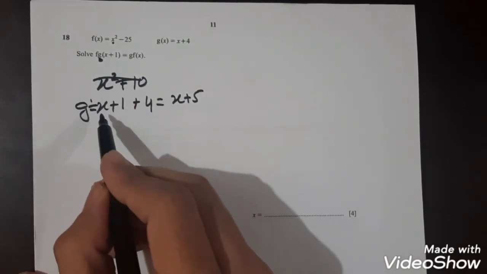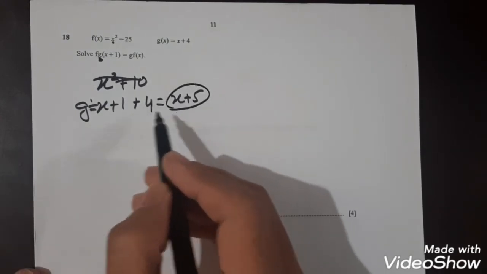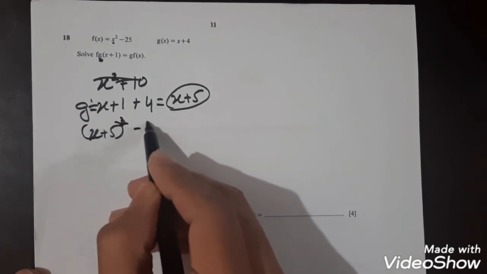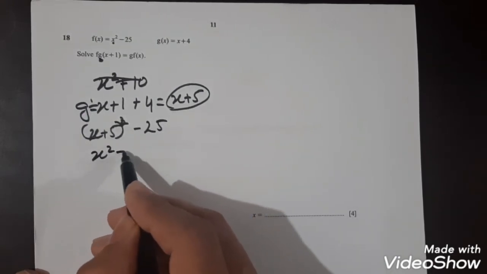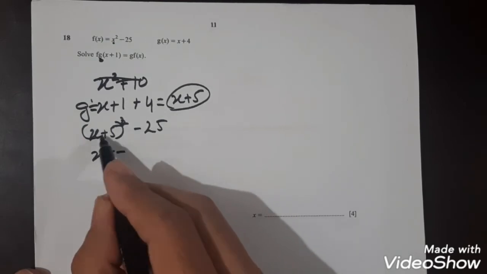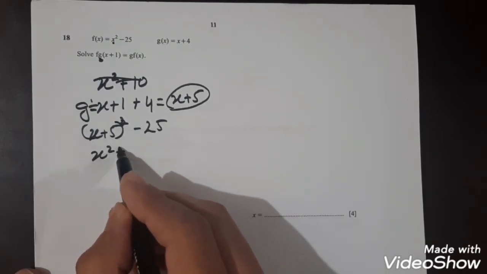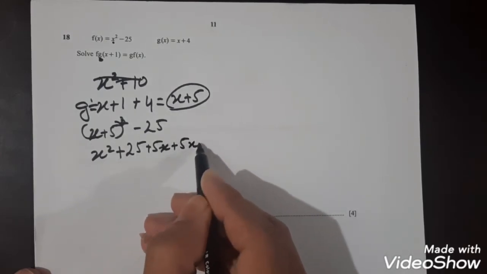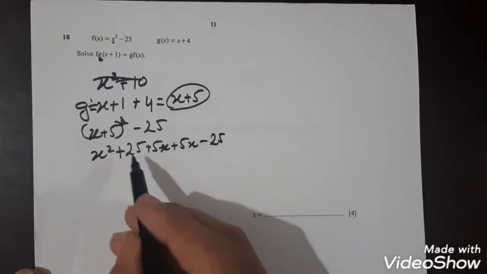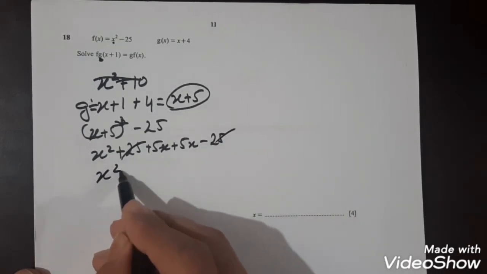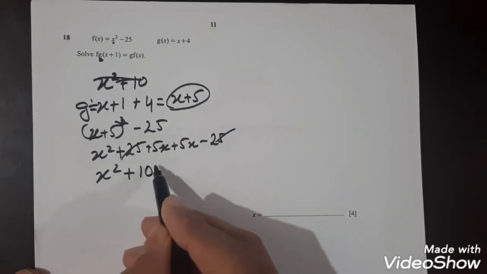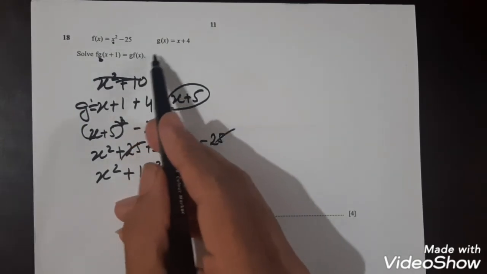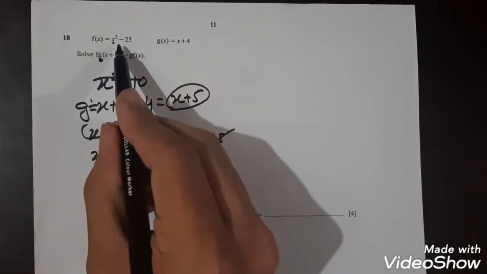Then we will input the value x plus 5 into f, which will be (x plus 5) squared minus 25, which will be x squared plus 5x plus 5x plus 25 minus 25. Over here the 25s cancel out, so x squared plus 10x is equal to fg.